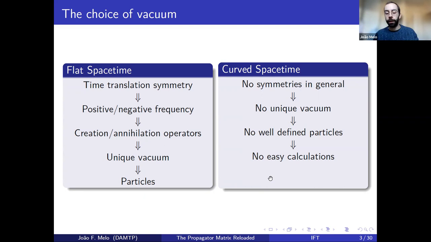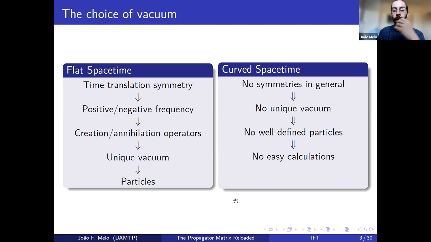But in curved spacetime, we do not have that symmetry in general. And it turns out there's no unique vacuum. And it's not like we have the different vacua that we can map one to another, so they're equivalent physics. No, they describe inequivalent physics. They are different Hilbert spaces even. We don't, in general, have well-defined particles, and calculations get really hard when we're in curved spacetime.